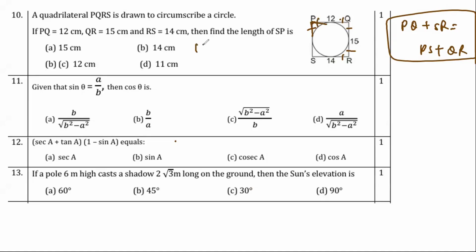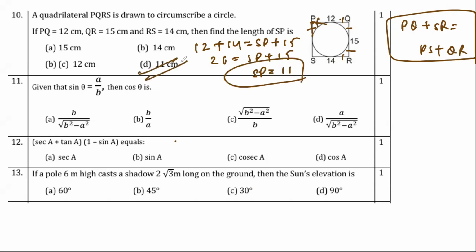So PQ, which is 12, SR is 14, PS we have to find out, that is SP, and QR is 15. Let's solve it. It's 26 equals SP plus 15. So SP is equal to 26 minus 15, which is 11. So the answer is 11, right? Simple. So please remember the theorem so that you can find the answers fast, right?